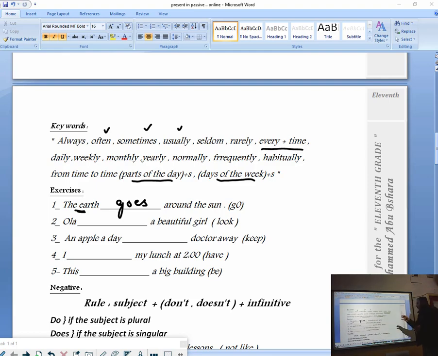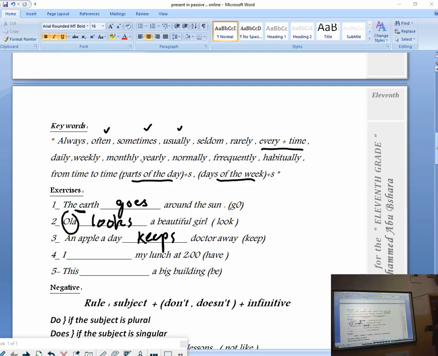Number two: Ola looks a beautiful girl. Here it's just a description. I want to describe Ola as a beautiful girl. Ola is a singular subject, so I add s: Ola looks beautiful. The third one is a proverb. A proverb, as I told you before, is مثل in Arabic. An apple a day keeps the doctor away.